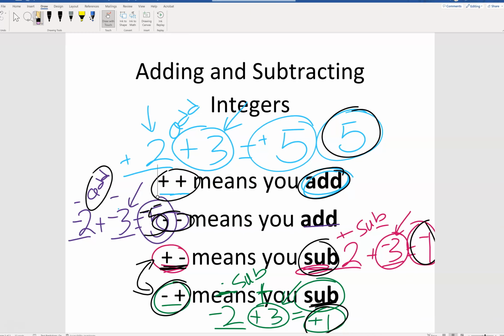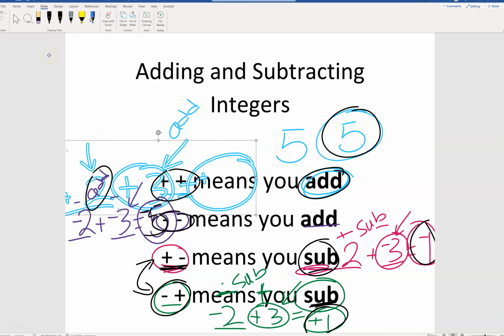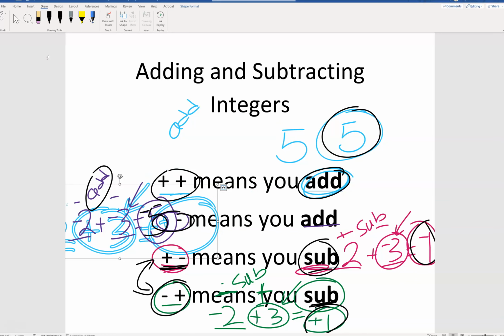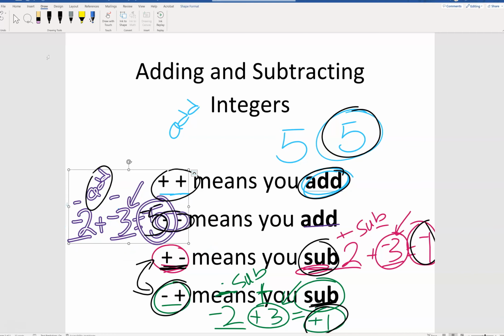So I think it's very important that you guys remember that you have to take the sign of the bigger number. If you do not, then that is where it messes up.